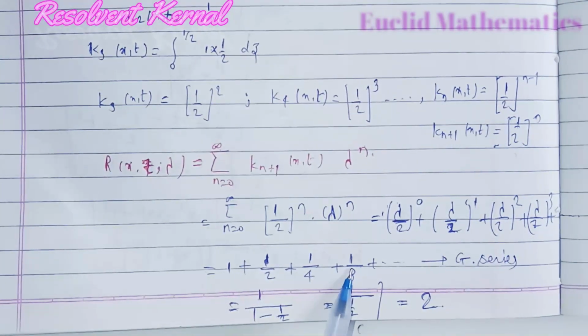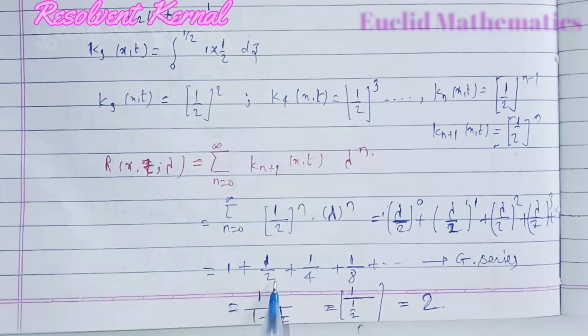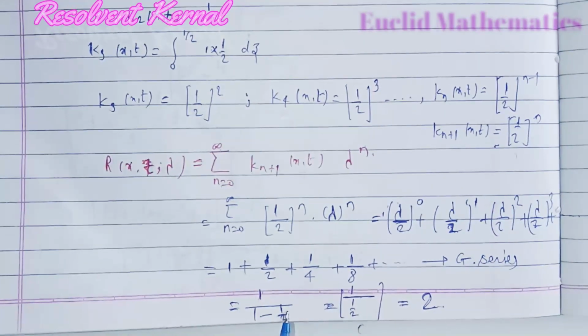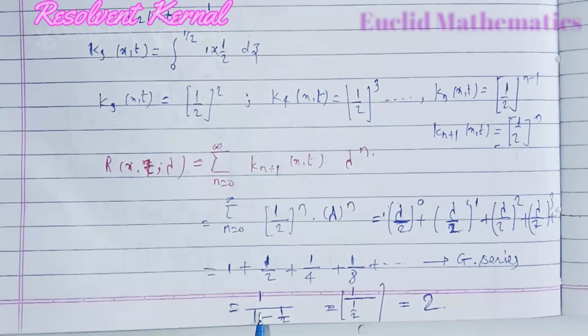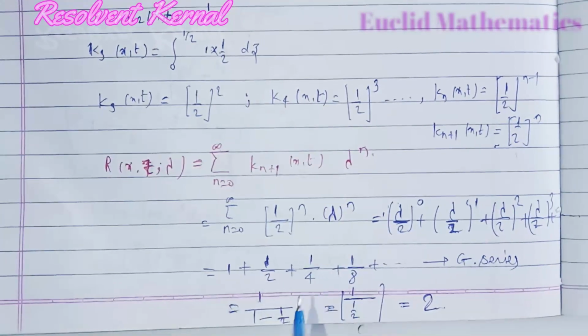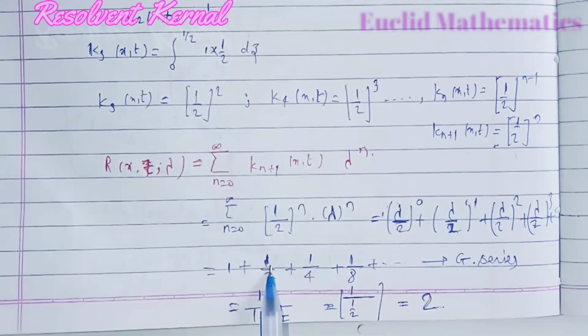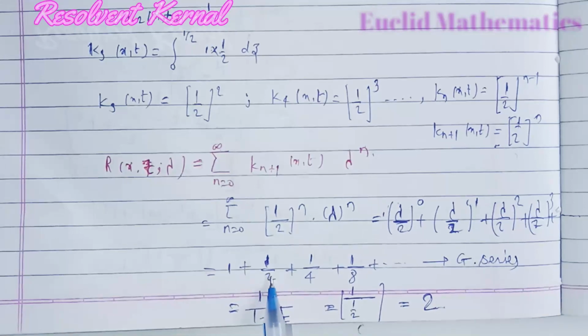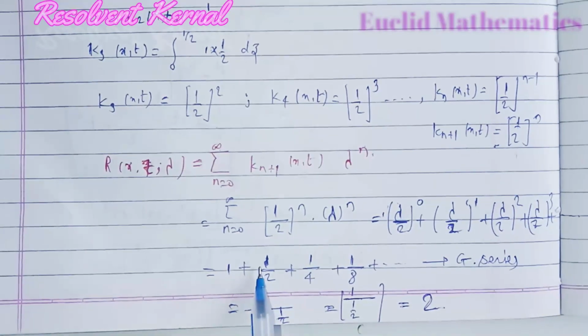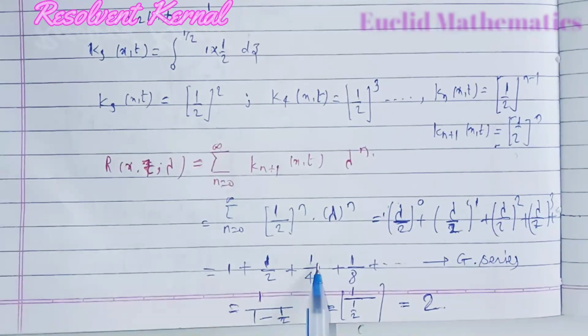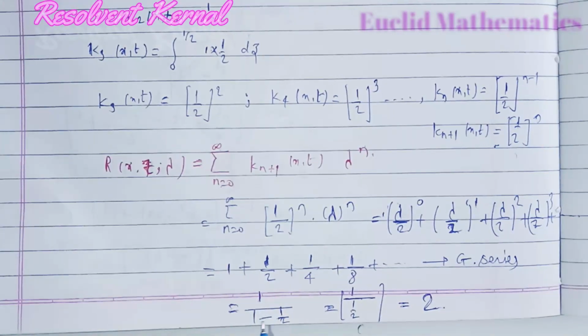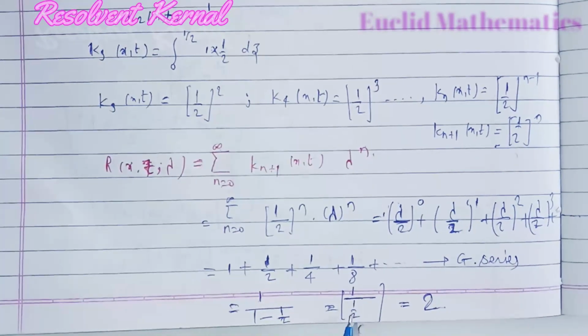And we know how to find the sum of a geometric series: first term upon 1 minus common ratio. So the first term is here 1, upon 1 minus the common ratio between the terms. For the common ratio, we divide the second term by the first term: 1 by 2 divided by 1, and again 1 by 4 divided by 1 by 2, we get the common ratio. So 1 upon 1 minus the common ratio 1 by 2, so 1 upon 1 by 2. The denominator of the denominator goes to the numerator, so the value is 2.